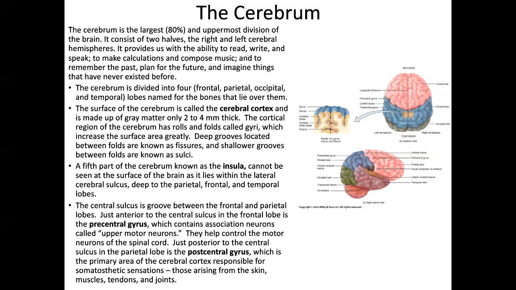Okay. Overall, our cerebrum can be described as what provides us with the ability to read, to write, to speak, make calculations, compose music, remember the past, plan for the future, imagine things that have never existed before. Okay. It's the stuff that really separates us from other animals.